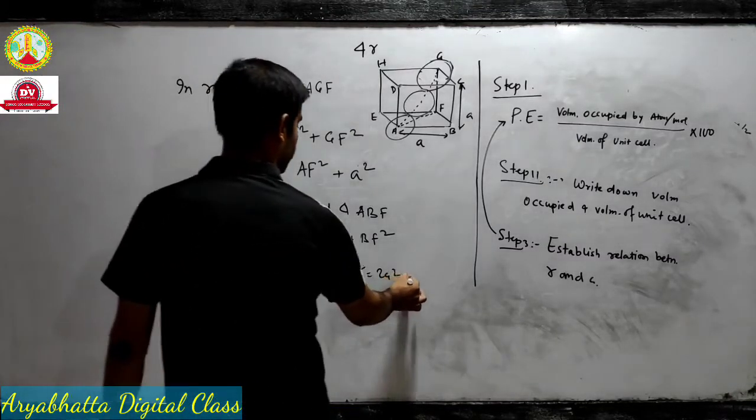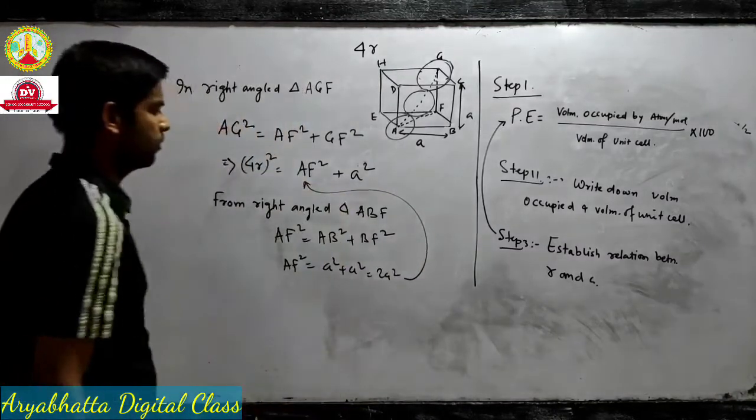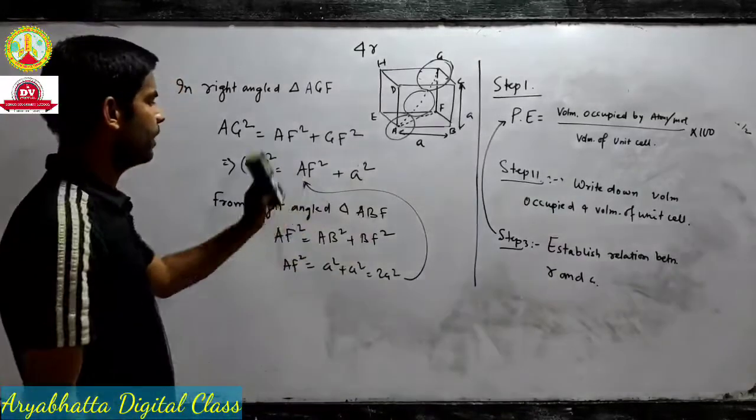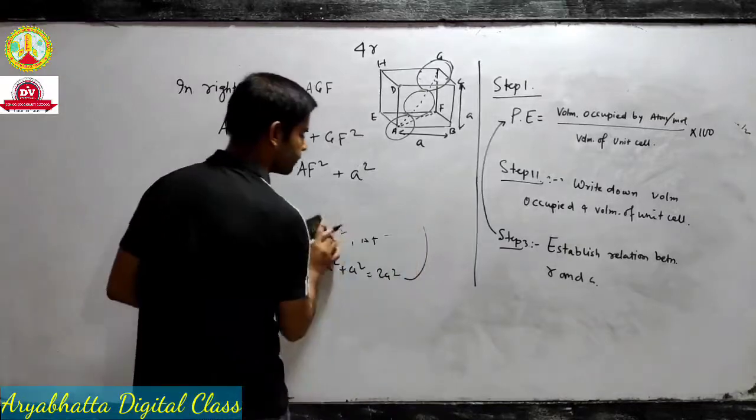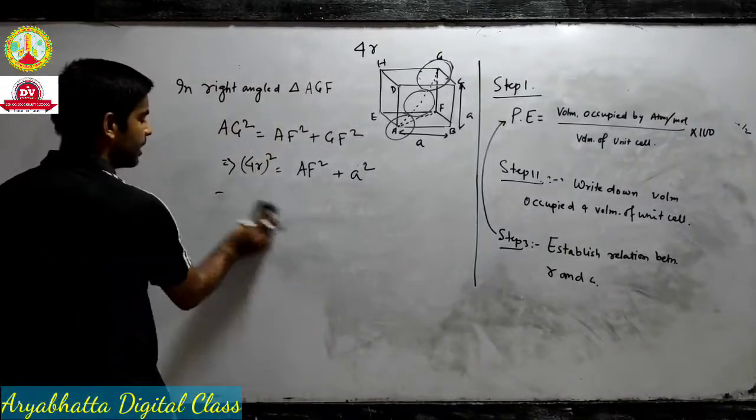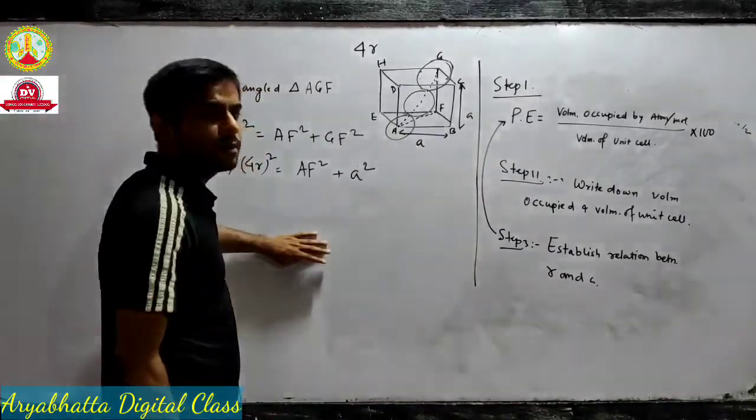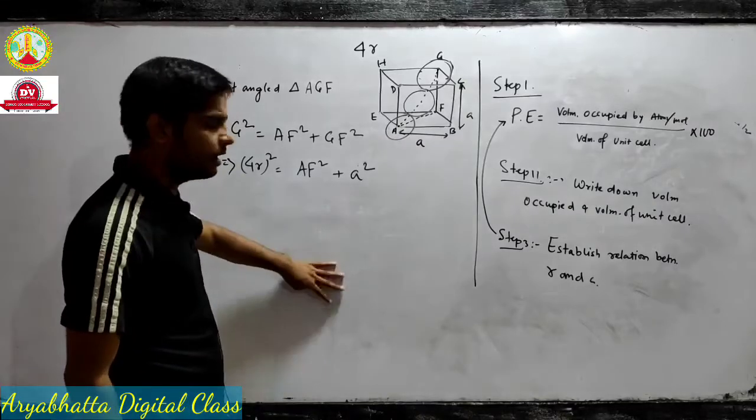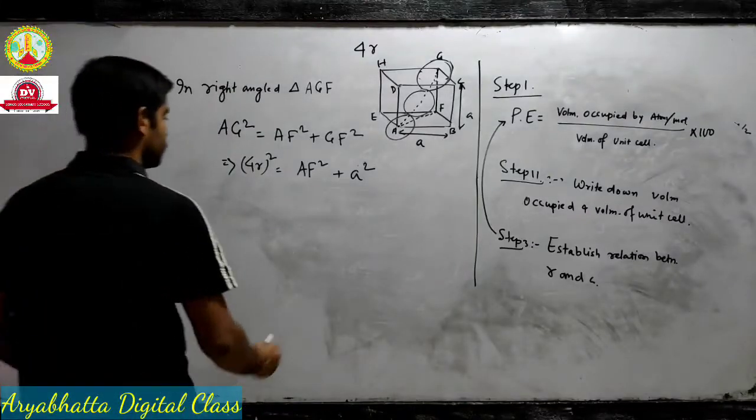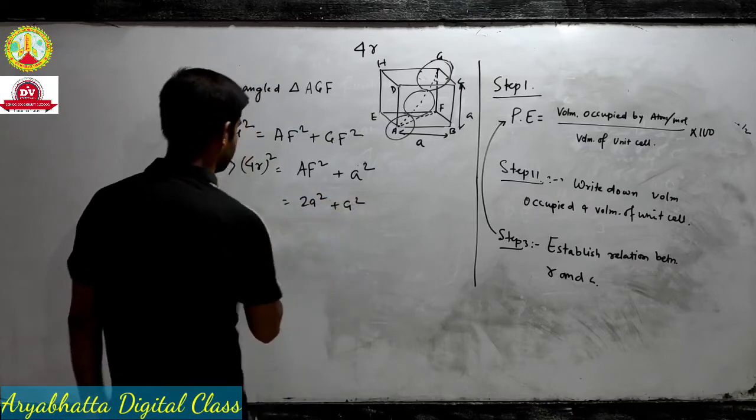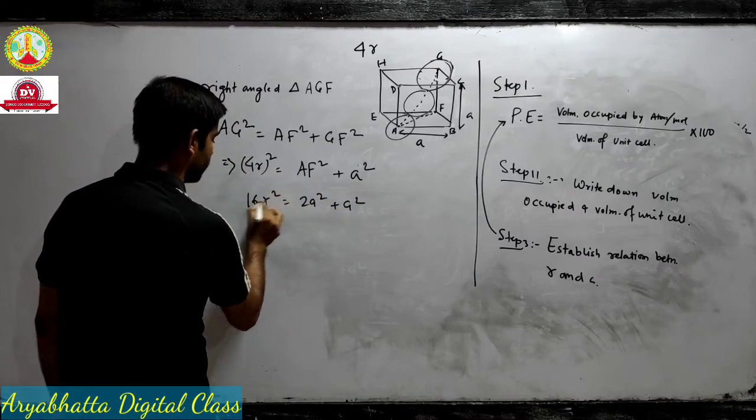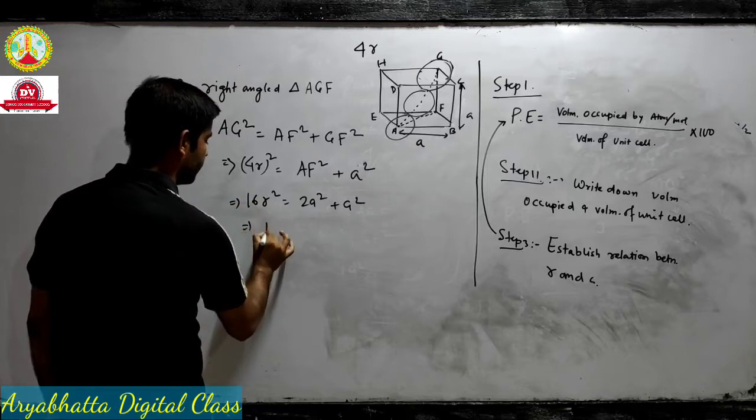Now let's put this value over here. If I put this value of AF square in this equation, what will I get? I have rubbed it off, but you have to keep it. Just replace it with 2A square, and with the A square you get 16R square. So what do we get?